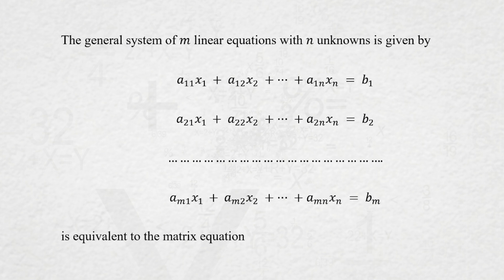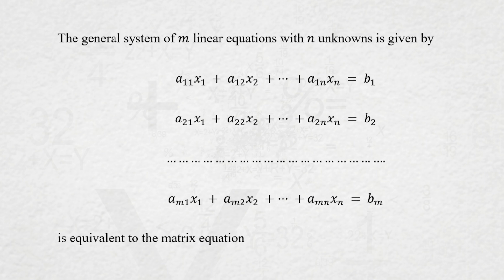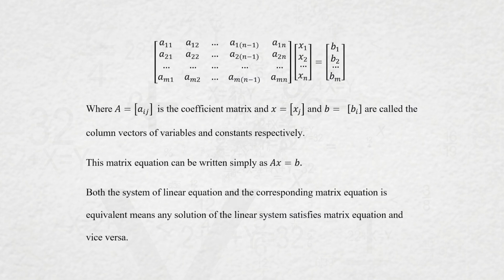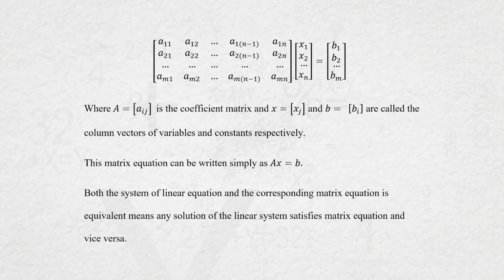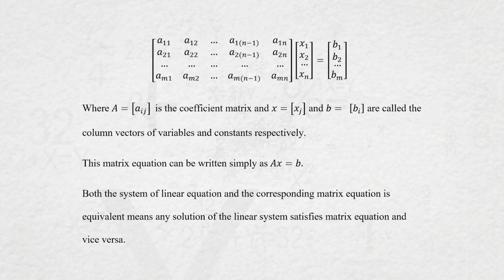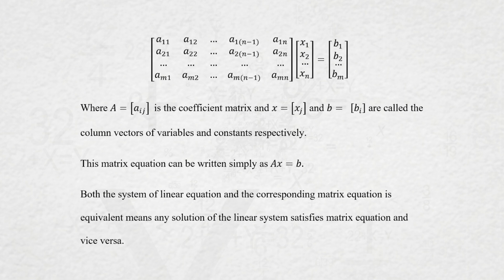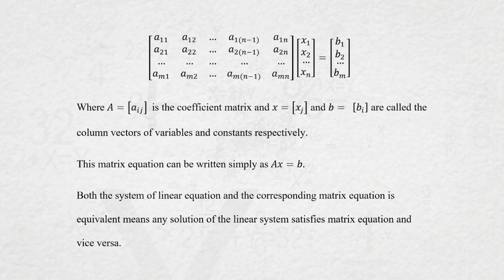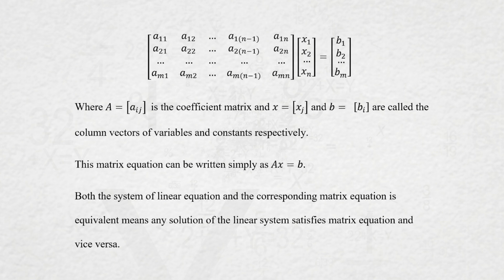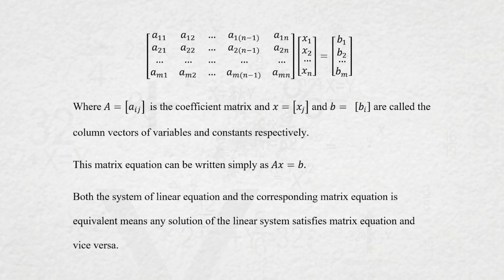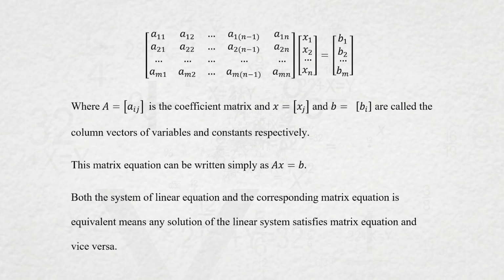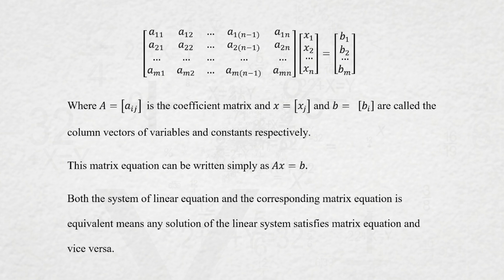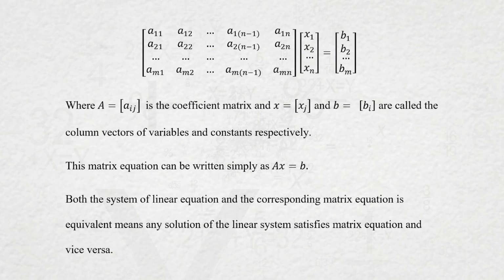And the system that is equivalent to the matrix equation. The matrix is also displayed on the screen. You can see here A is a matrix with entries aij, and that is called the coefficient matrix. These are all already discussed in the previous module. And x is a matrix with entries xj and b is a matrix with entries bi, and they are called column vectors of variables and constants respectively. This matrix equation can be written simply as Ax = b.